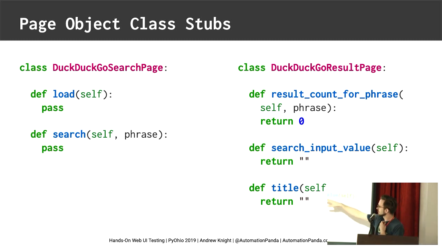I'm also going to get the search input value, right? Whereas the search test will send a value into that field, this test is going to retrieve whatever value is already in that field, because I want to make sure that it's still the same search query. And also, we said we want to get the title, so I want to return whatever the title is. Here, I'm giving dummy values just as placeholders.